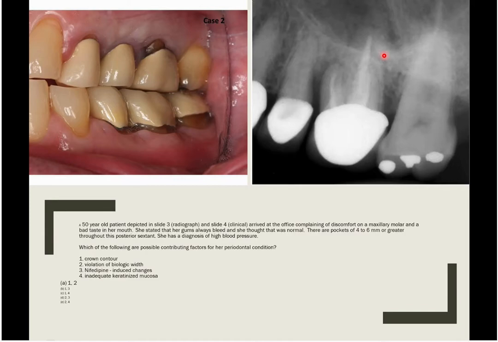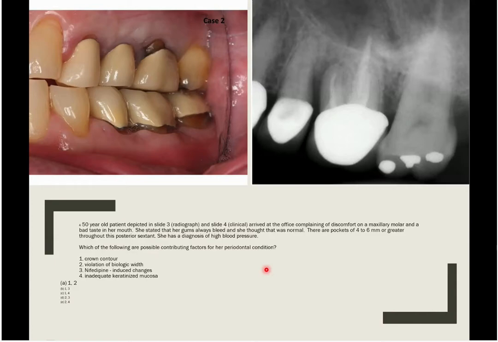Then another case that was part of your midterm was this one. Here, the patient was a 50-year-old who arrived at the office complaining of discomfort around the maxillary molar. They had a bad taste and said their gums always bled. Pockets were 4 to 6 millimeters or greater throughout this sextant, and the patient has a history of high blood pressure. Looking at the images provided, what do you think are possible contributing factors for the condition?